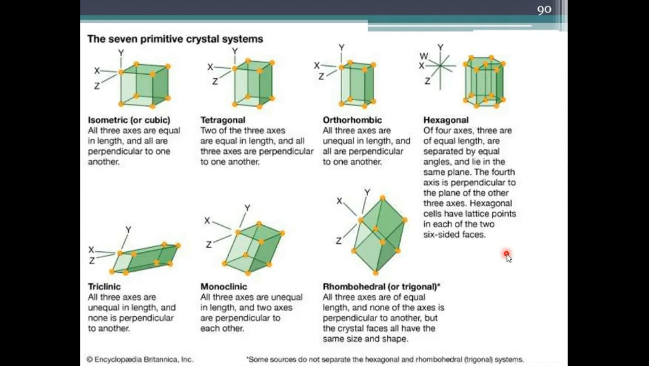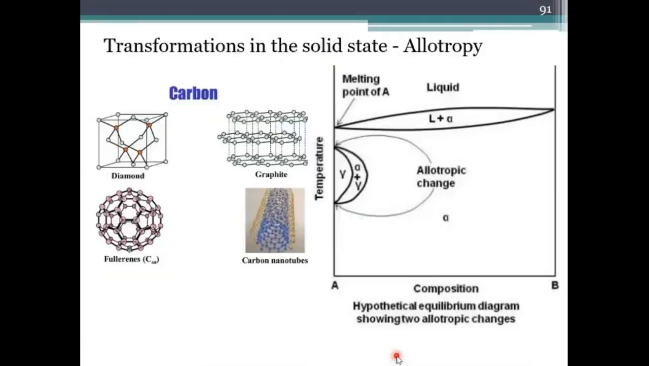Orthorhombic will be like a rectangular prism. Hexagonal is a hexagonal prism. Triclinic will have all three axes unequal in length, but none is perpendicular to the other. If two axes are perpendicular to each other, then we call it monoclinic. And in rhombohedral or trigonal, none of the axes will be perpendicular to one another, but the crystal will have the same size and shape. So these are the 7 primitive crystal systems.